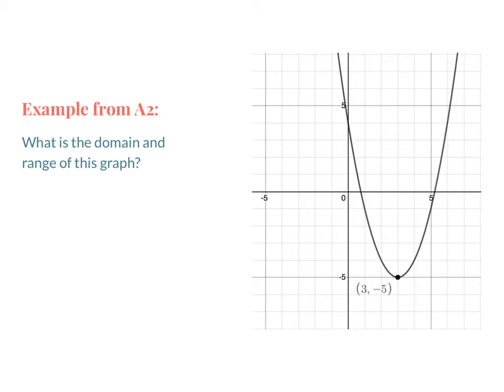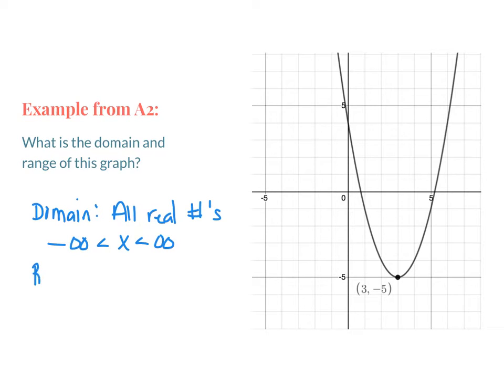Let's think quickly about this graph from Algebra 2. We see that we have a parabola. We see the vertex is labeled at (3, -5). And the question is, what is the domain and range? So when I think about this domain, I see that there are arrows on both sides. This graph goes on to infinity. So in Algebra 2, we would have written the domain as all real numbers, or from -infinity to +infinity.